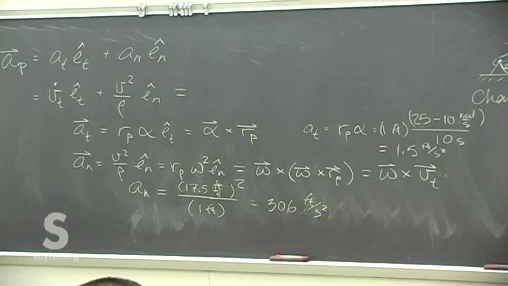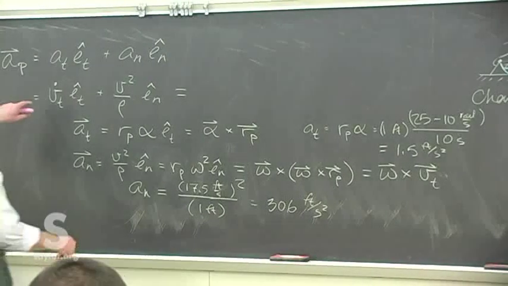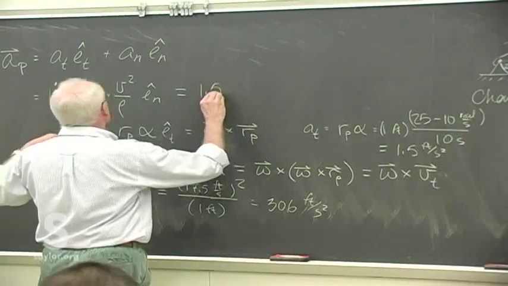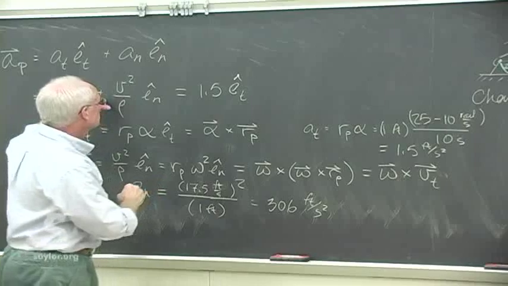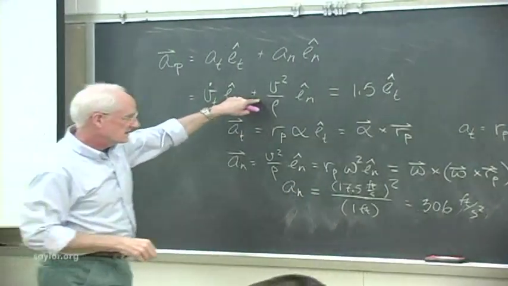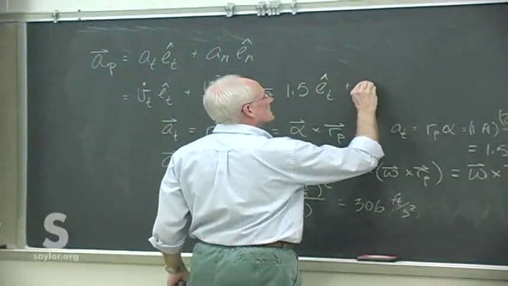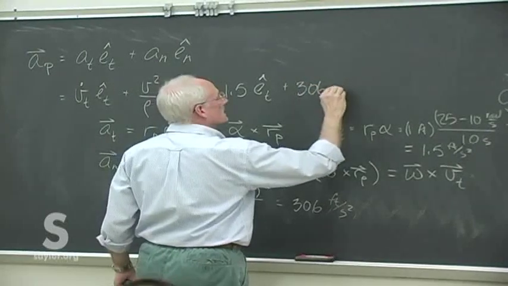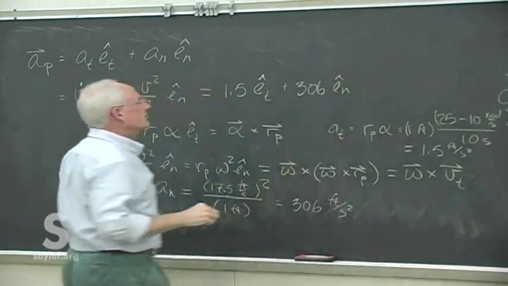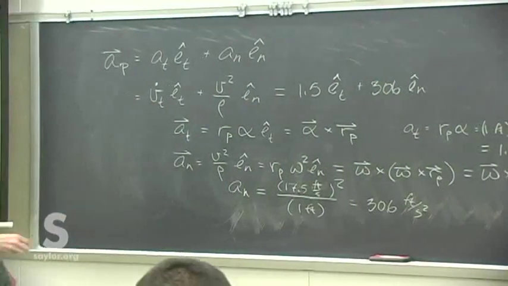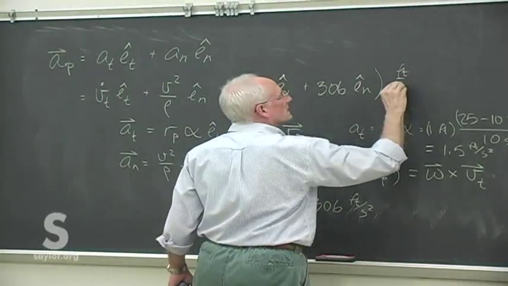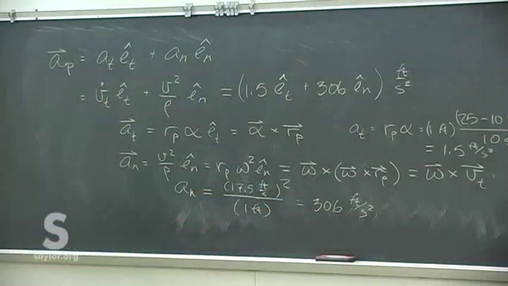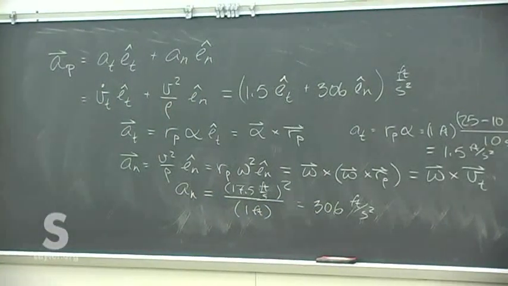And so we've got now the entire acceleration. Just put it back together. 1.5 in the tangential direction plus 306 in the normal direction. So that's far and away the greater part of it. And units of feet per second squared. So now we know the acceleration of point P.